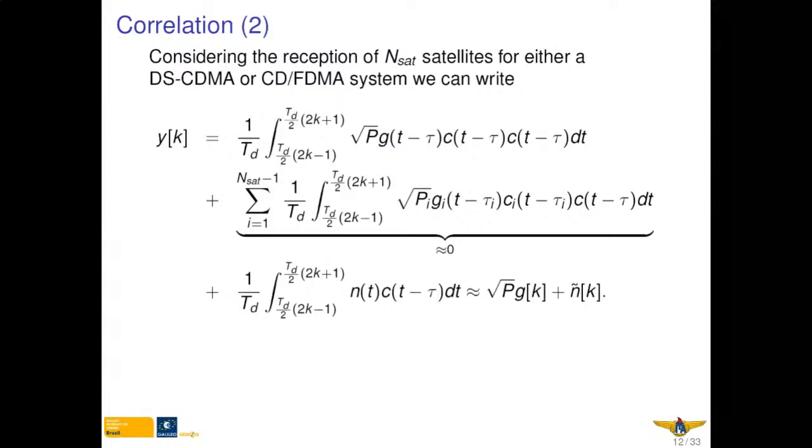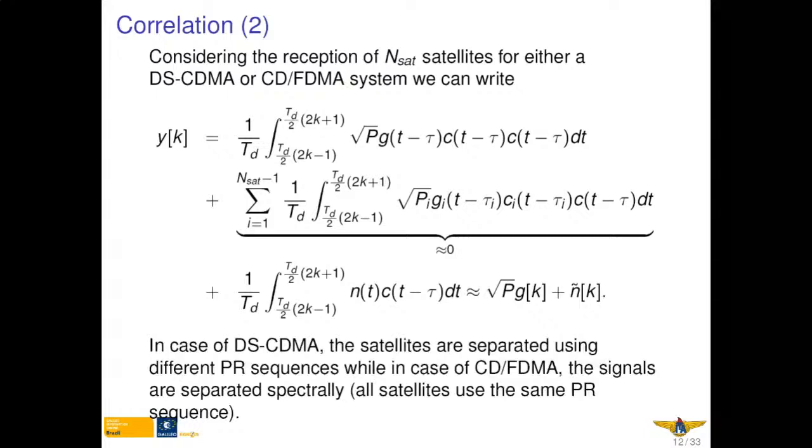And also the noise again. And so at the output of correlation with this replica signal c of t, we arrive at the navigation message of the desired satellite plus noise, and additionally plus multiple access interference. In case of direct sequence CDMA, the satellites are separated using different PR sequences, while in case of CD-FDMA, the signals are separated spectrally in different subbands, and all signals use the same PR sequence. This is the case for GLONASS.